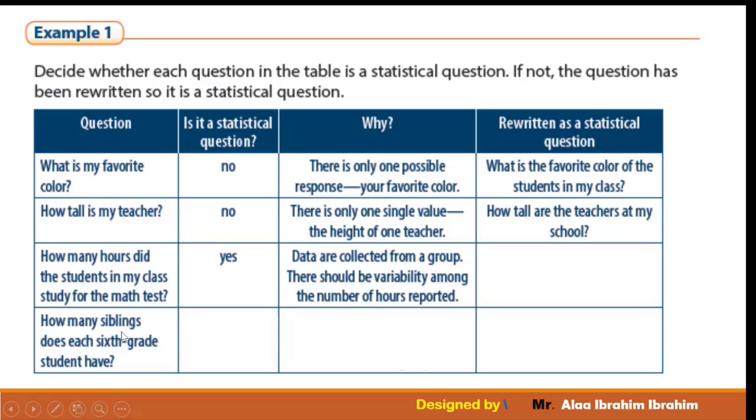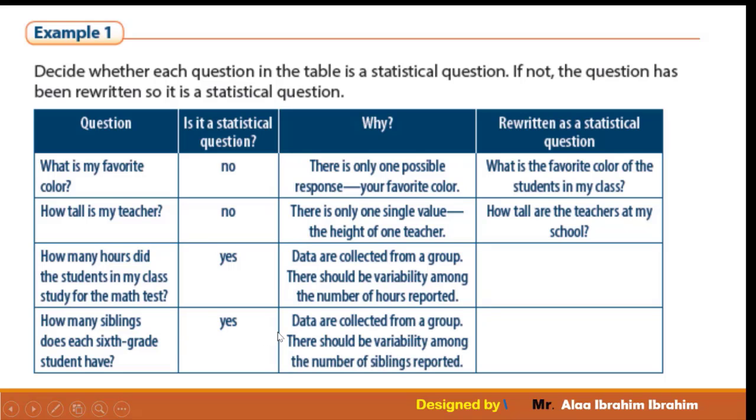How many siblings does each sixth grade student have? Siblings here means the number of brothers or sisters you have. So this is yes, because there are many different answers. I am dealing with a statistical question here, so data are collected from a group. There should be variability among the number of siblings reported. So the idea for a statistical question is that you have to deal with a group, not one single thing.